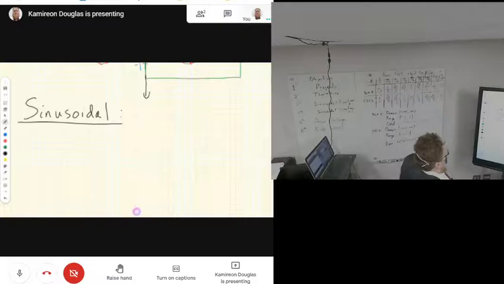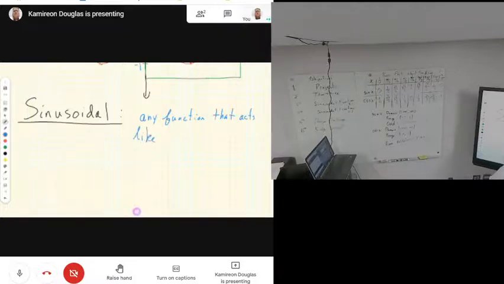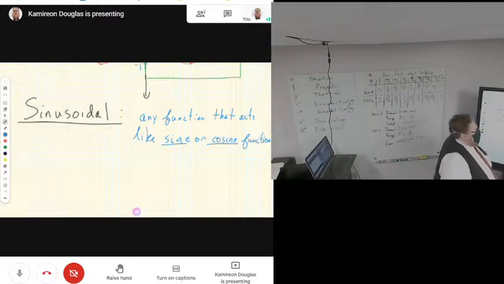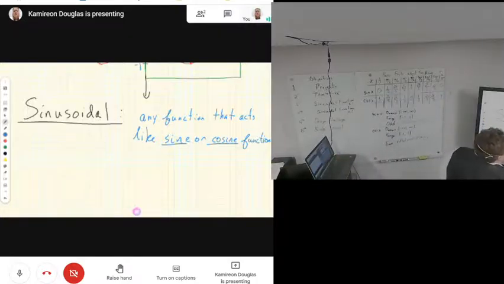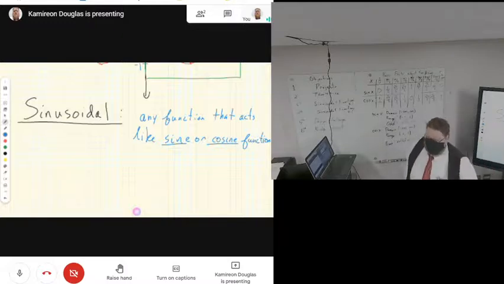Sinusoidal means any function that acts like the sine or cosine function. Notice it covers both, because sine and cosine are very, very similar. In fact, if you look at the two pictures next to each other, they're virtually identical with a small change. So a sinusoidal is any function that acts like sine or cosine. And that will be the focus for this week.